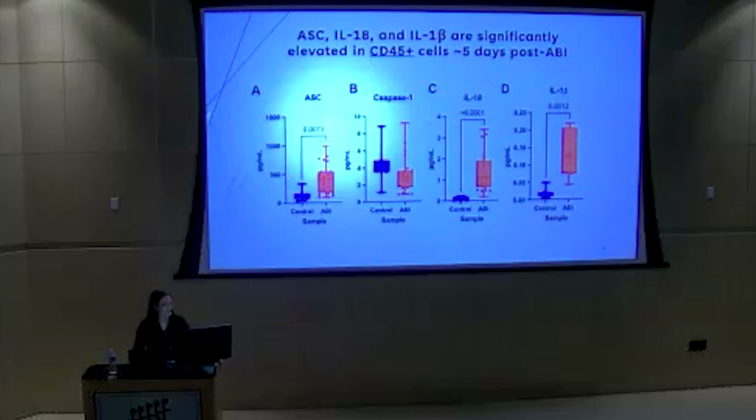So beginning with CD45 cells, which are again the bulk of immune cells, we see that ASC, IL-18, and IL-1 beta are significantly elevated in CD45 cells. This is approximately 5 days after acute brain injury. That's the average of when our first sample is collected after injury. As a note, this is data on 27 patients and 7 controls. We have more patients that we are waiting to process, and we also have more controls.